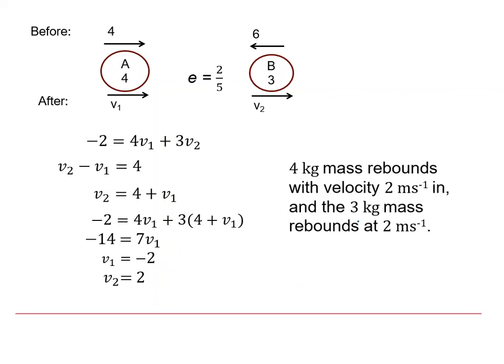So we can summarize our conclusion by saying that the 4 kilogram mass rebounds with velocity 2 meters per second, and the 3 kilogram mass rebounds with 2 meters per second. Somehow the answer must make clear what the direction is, and it needs to be referred to in terms that make sense in the original question. So there we are.